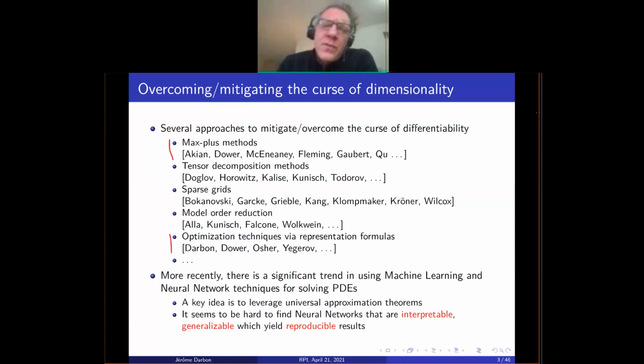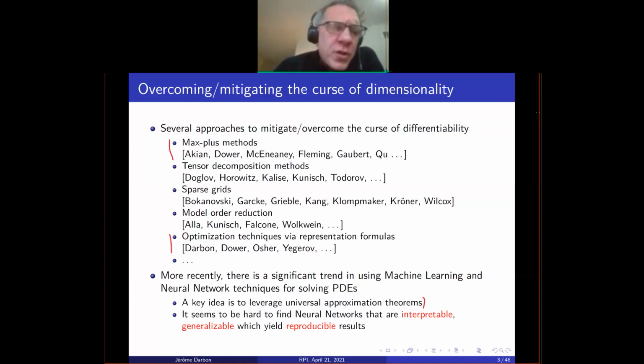The key idea of using machine learning or neural networks for solving this PDE essentially relies on a powerful theorem known as the universal approximation theorem for neural networks. It tells you that if the solution lives in a good functional space, then you can always find a neural network that will be able to approximate that function in that class of functional space. That's the general trend that we observe in using machine learning and neural networks for solving PDEs. It is based on this theorem.